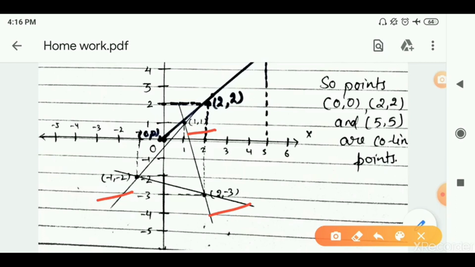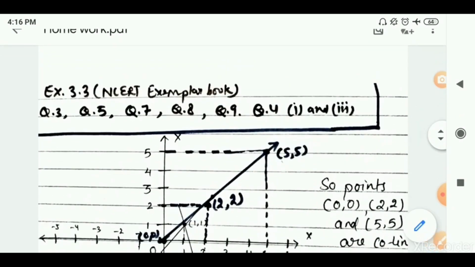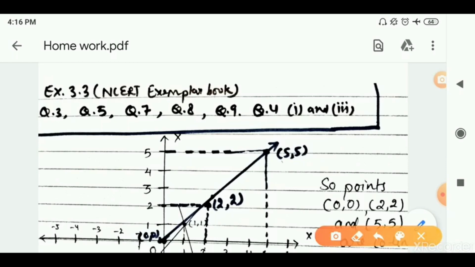Got it? So just try to understand and try to solve the questions. Also, as I told you, you have to solve question number 3, question number 5, question number 7, 8, 9, and question number 4, first and third part, as I told you.